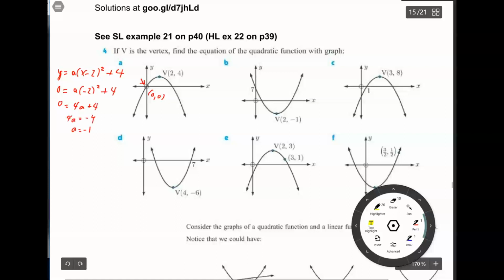So if I was to rewrite this, I would say y is equal to negative (x minus 2) squared plus 4.